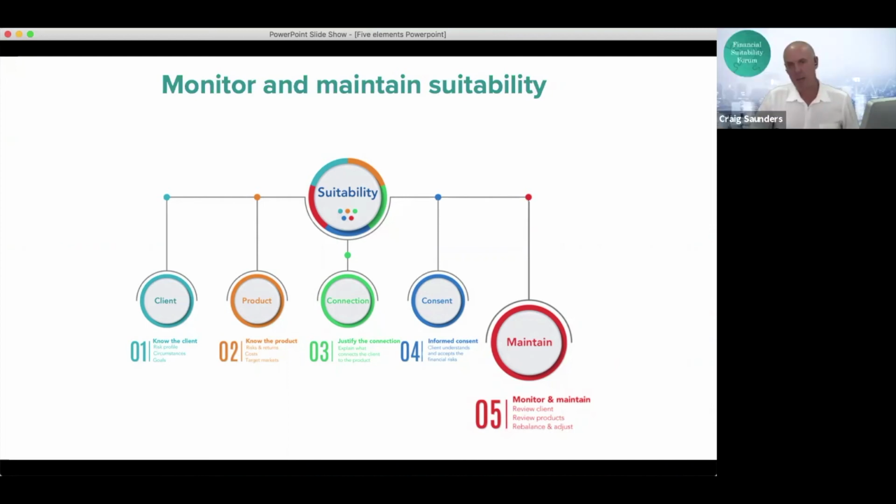Now, the final element of suitability is to monitor and maintain it. And as you've just been talking about, people change over time, their circumstances change over time, financial products change over time, markets change over time. And the monitoring and maintaining won't be a new concept to most financial advisors, because most people would have a review process with their clients every 12, 18, 24 months. They'll come together with their clients and have a review. And essentially what we're saying here is that at that review you check the suitability of that connection between the product and the client. And if there's been changes that need fixing, that's when you fix them.